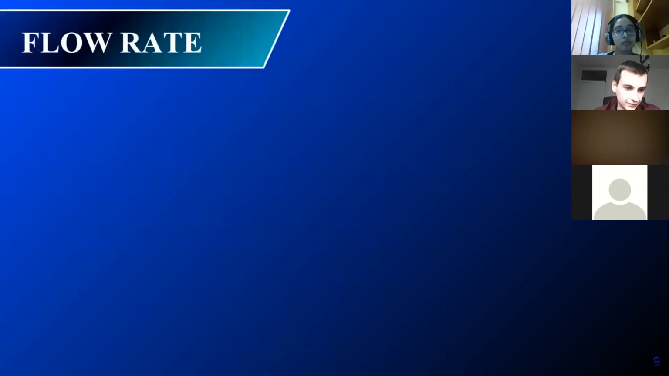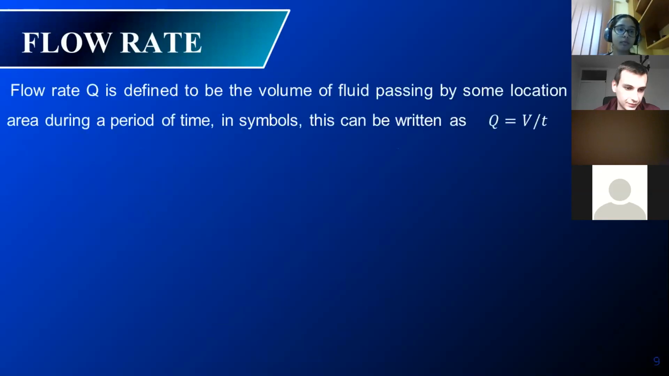Let's understand what exactly flow rate is. Flow rate Q is defined to be the volume of fluid passing by some location in an area during a period of time t. In symbols, this can be written as Q equals V by T, where V is the amount of fluid and T is the time period.